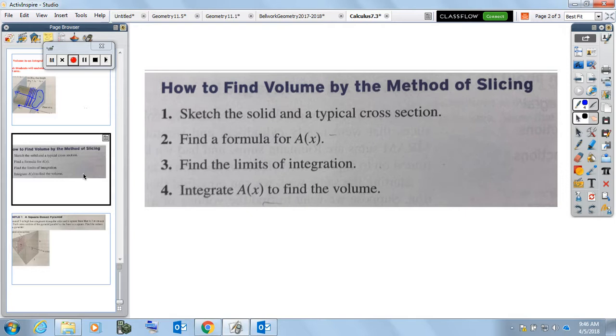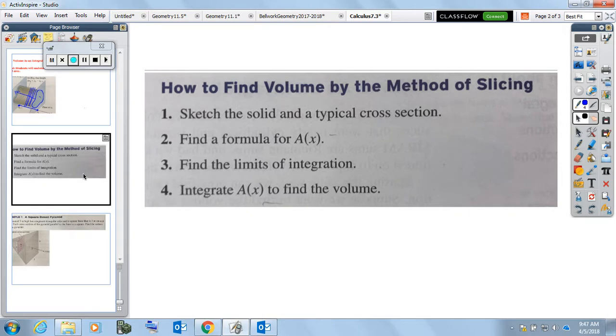And then what you want to do is find an area formula for a cross section. Is the cross section going to be a triangle? Is it going to be a square? Will it be a rectangle? Will it be a circle, right? So you're going to have to remember some of these area formulas from geometry. And then we want to find the limits of integration. What is the interval that we are going to be trying to find this volume over? And then finally, we will integrate the formula with respect to x and the limits of integration.